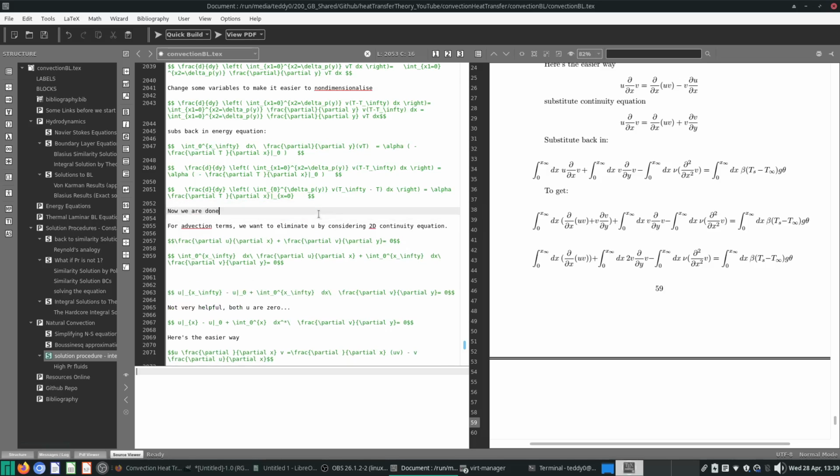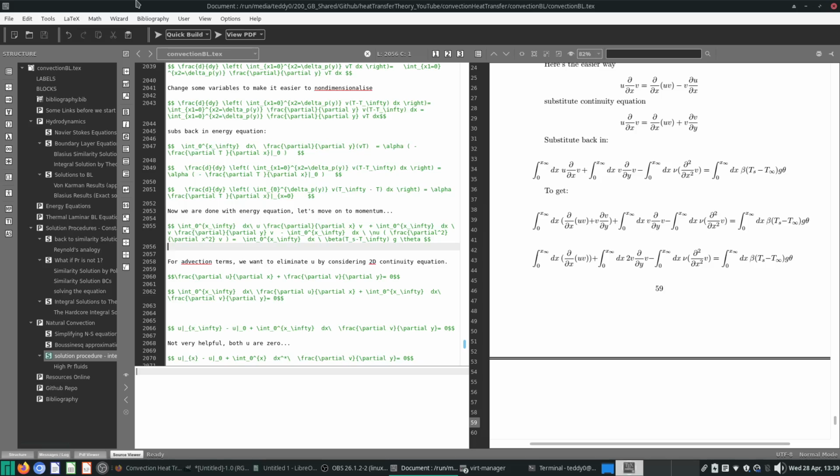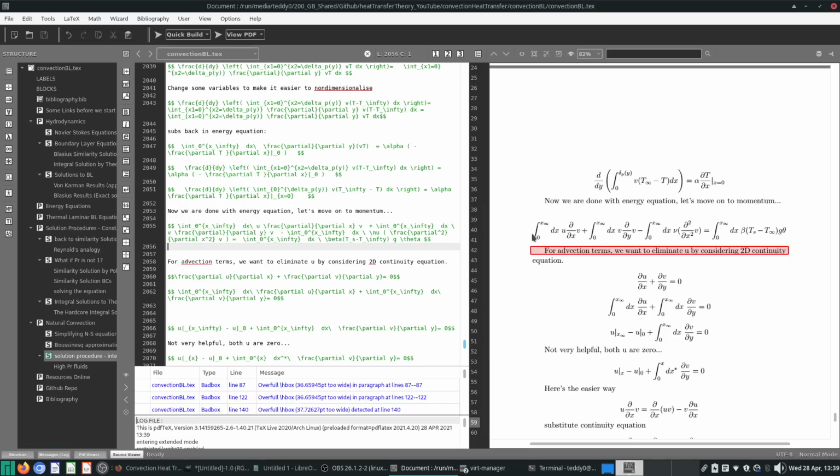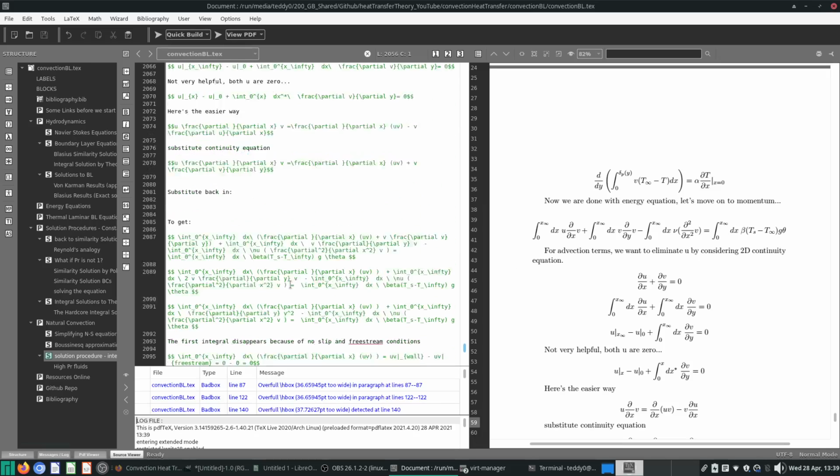Now we are done with the energy equation. Let's move on to momentum. This is the momentum equation which we want to again integrate. Of course, we'll start from the left. Here on the left, we can actually use the same trick we did last time.